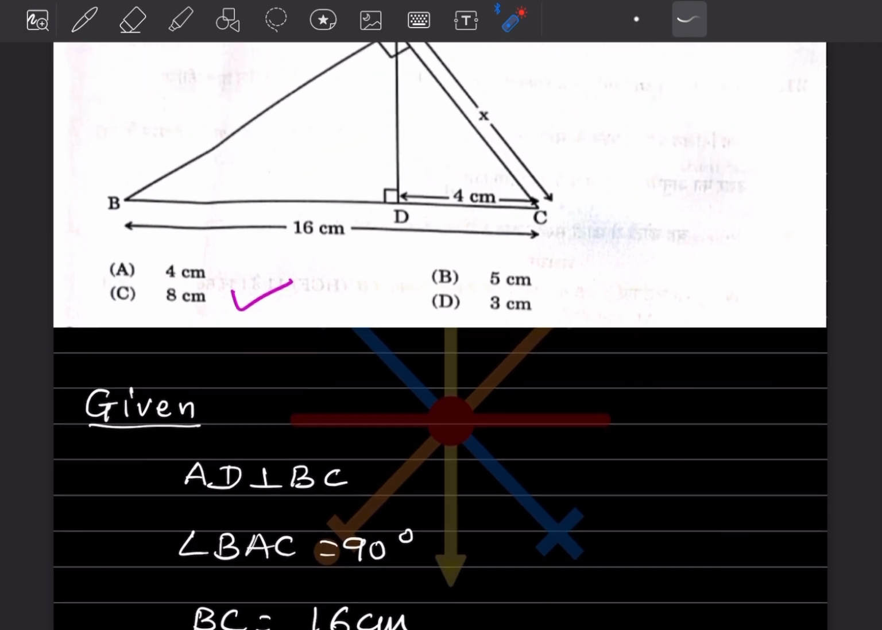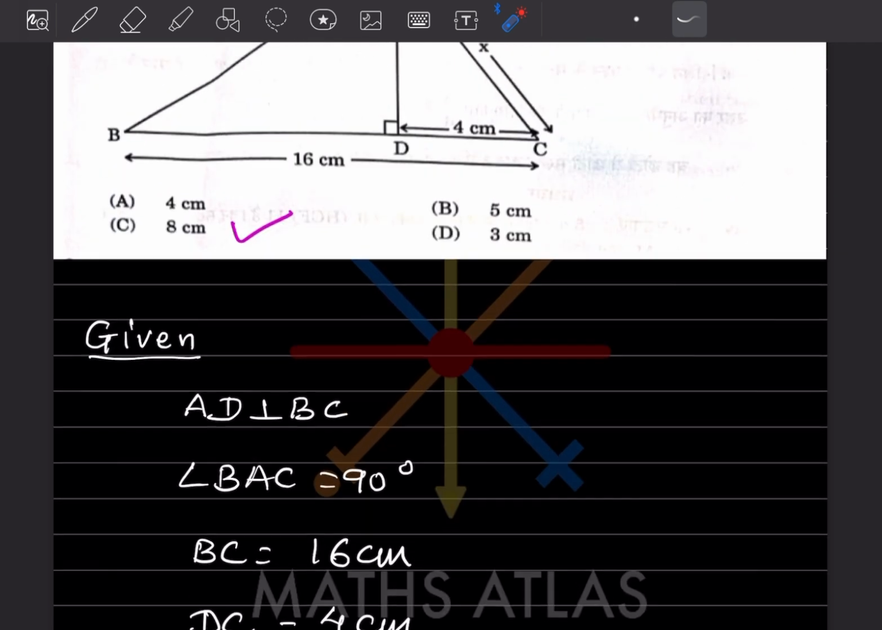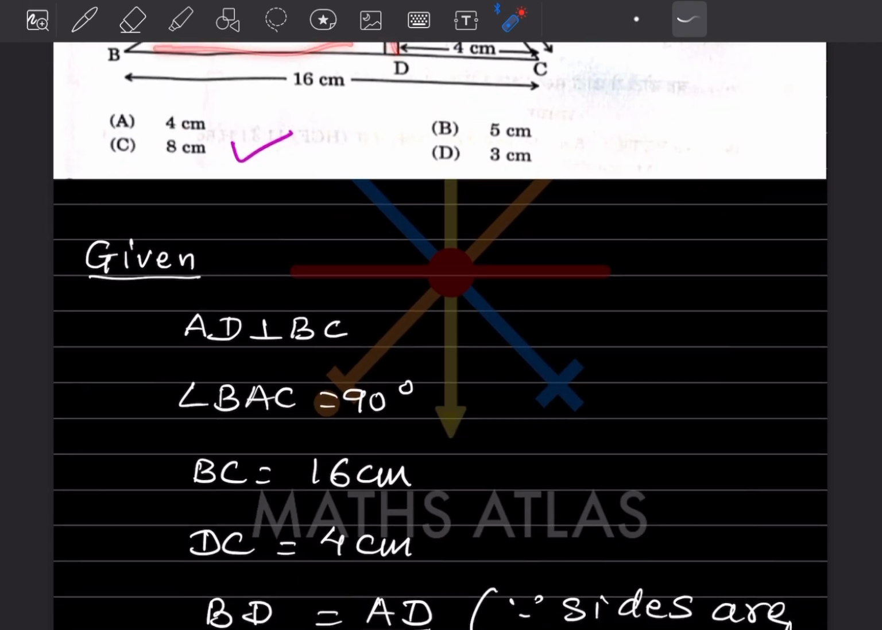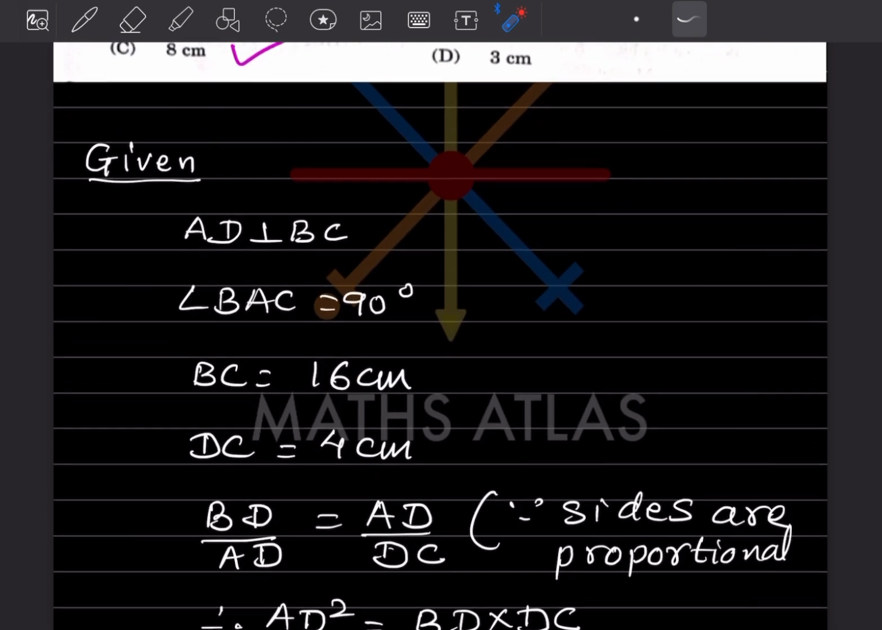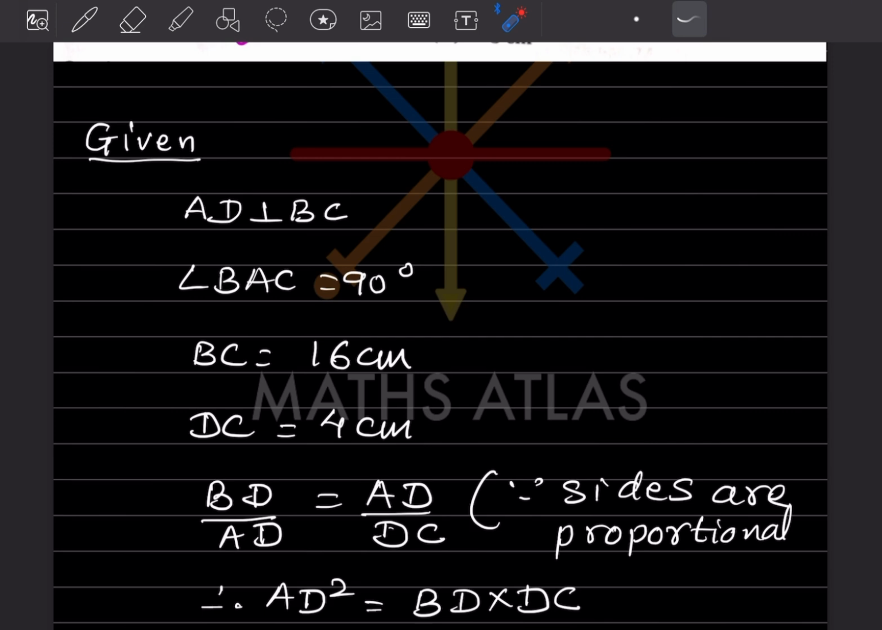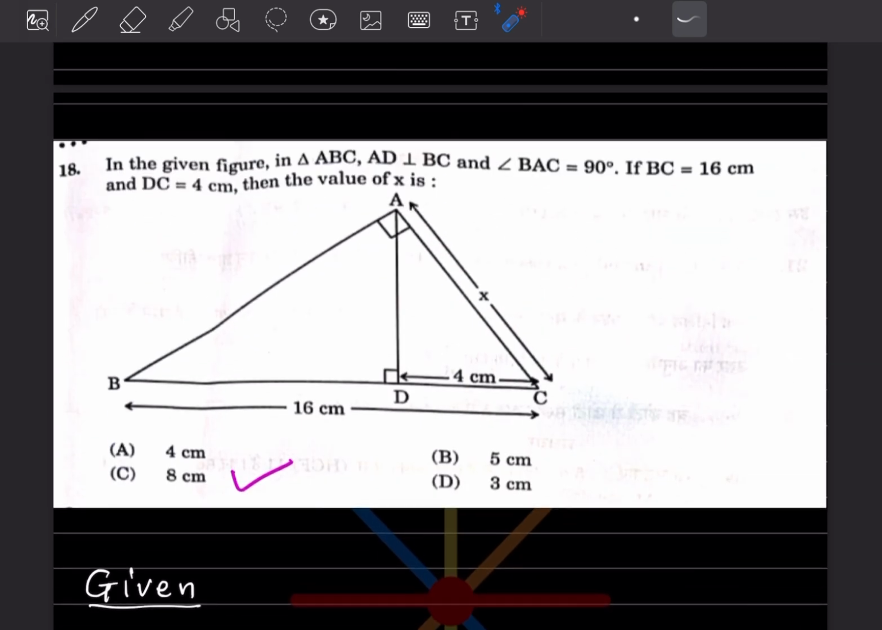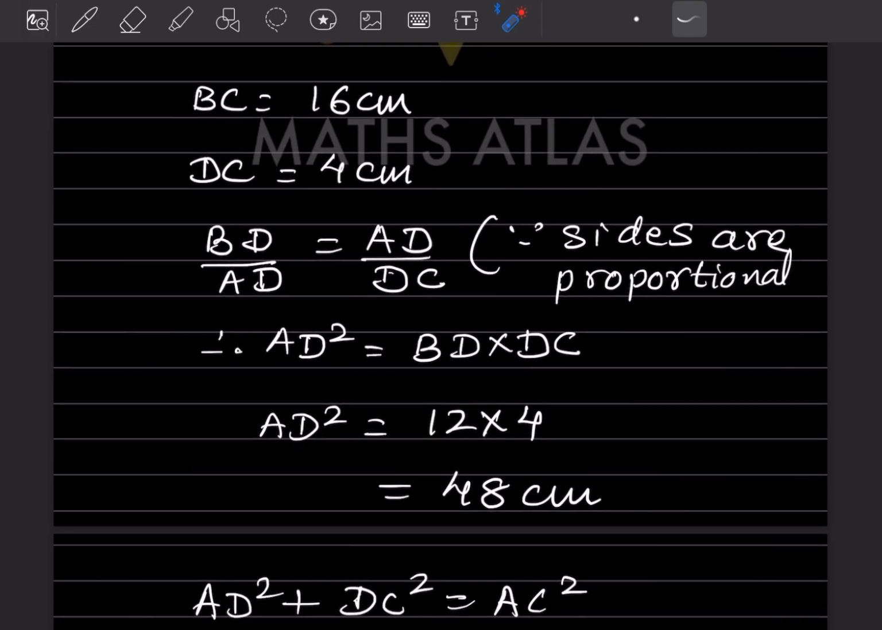So what we can do here is write BD by AD is equal to AD by DC, since these sides are proportional. Now when you cross multiply, AD square is equal to BD into DC. So AD square is 12 into 4, that is going to be 48.